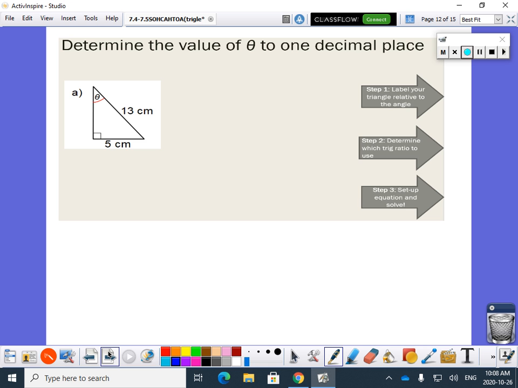So, what does it say? Label your triangle relative to the angle. In this case, we have theta here because this is what we're trying to determine. We don't know the value of the angle. Opposite of the angle is opposite. Now, we have a right angle here, so opposite the right angle is called the hypotenuse. If there was a value here, that's how you would know this is the hypotenuse, so this would have been adjacent. But in this case, we don't care about adjacent.